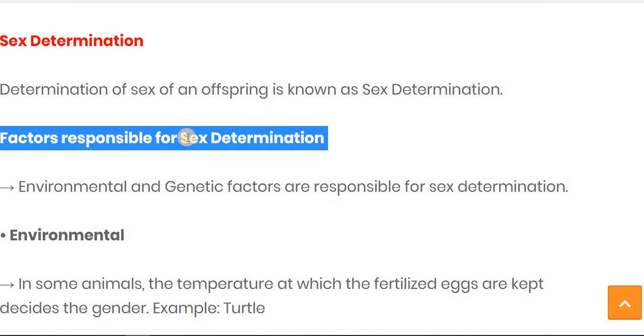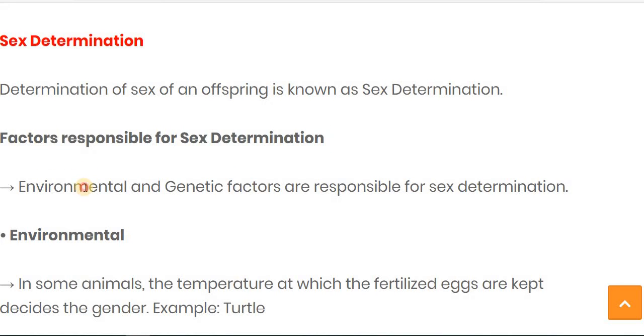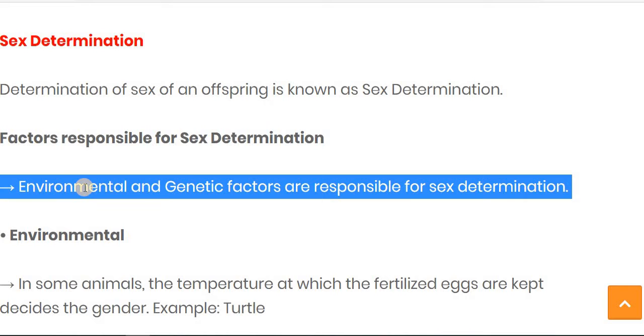Now the factors responsible for sex determination. We will study which kinds of factors are affecting sex determination. The environmental and the genetic factors are responsible for sex determination. There are two major factors responsible: the first is an environmental factor, and the second is a genetic factor. These two factors give the impact on sex determination, the environmental factors, and the second one, the genetic factors.